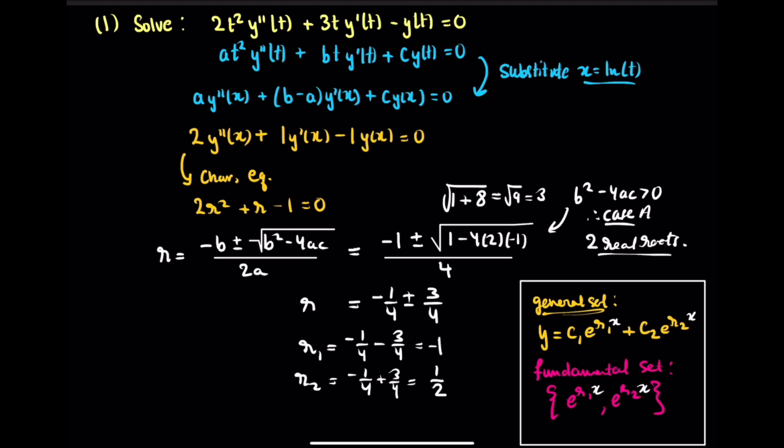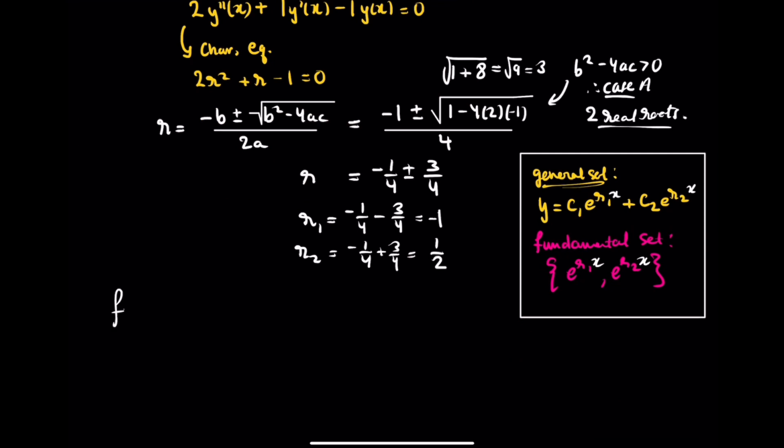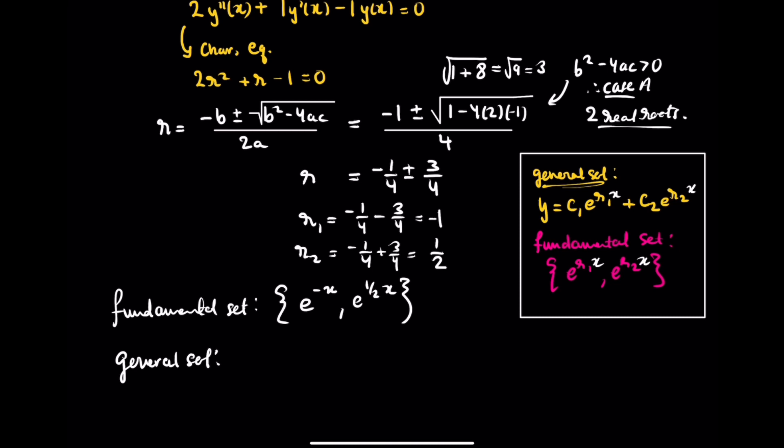So therefore your fundamental set is e to the minus x and e to the 1/2 x. And that's your fundamental set. And so then your general solution in terms of x is y(x) is equal to c1 e to the minus x plus c2 e to the 1/2 x.